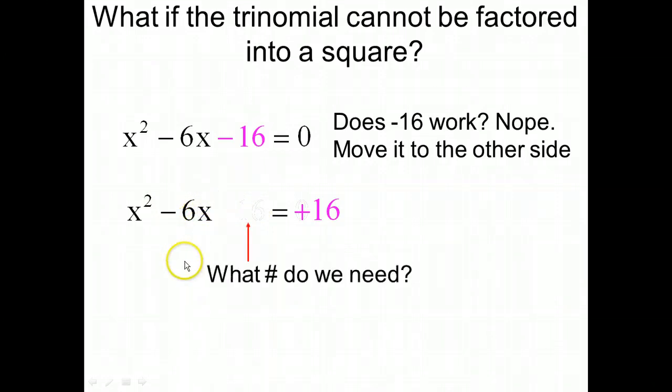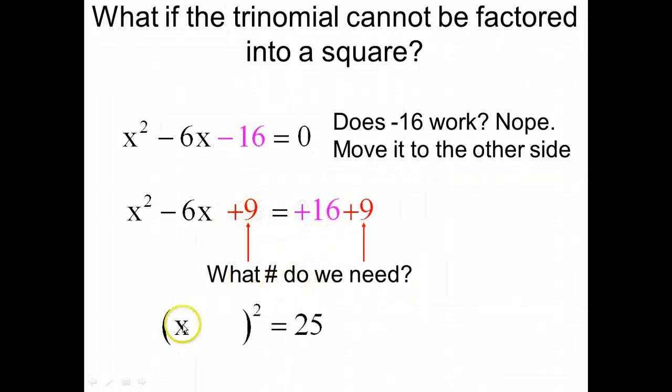So we had half of -6 is -3. -3 squared was 9. And we did that on both sides. And then we could go ahead and solve it. Take the square root of both sides. So I'll review. This is what we did yesterday.